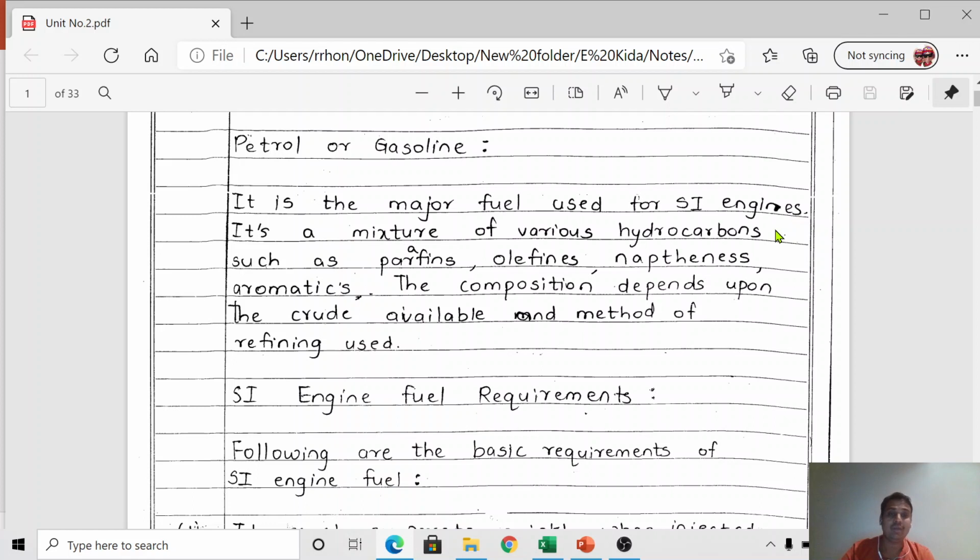Okay, so if anyone asks you one question to define petrol, how can we define it? Petrol or gasoline is nothing but a mixture of various hydrocarbons such as paraffins, olefins, naphthenes, aromatics, etc. And the composition depends upon the crude available and the method of refining used. Okay, so this is called petrol.